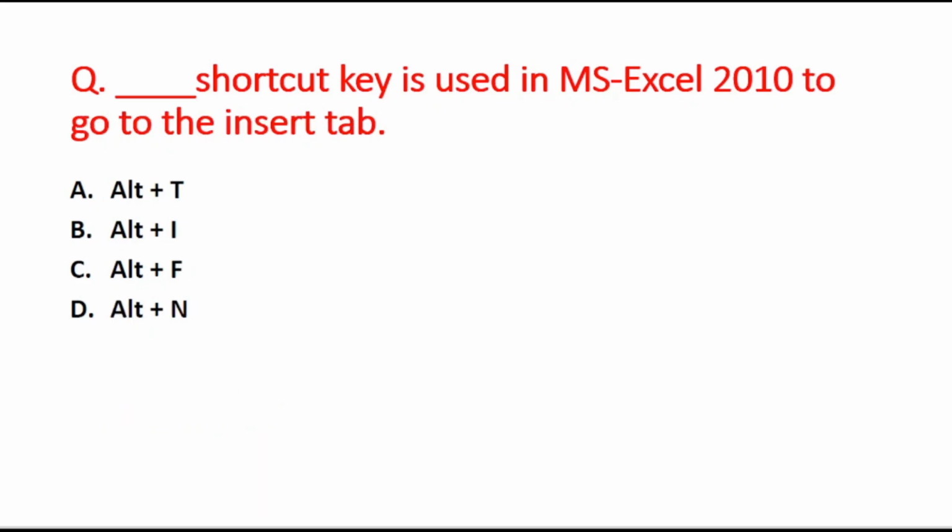Next question is, blank shortcut key is used in MS Excel 2010 to go to the Insert tab. A option is Alt plus T shortcut key, B option is Alt plus I, C option is Alt plus F, and D option is Alt plus N shortcut key. The right answer is option D, that is Alt plus N.